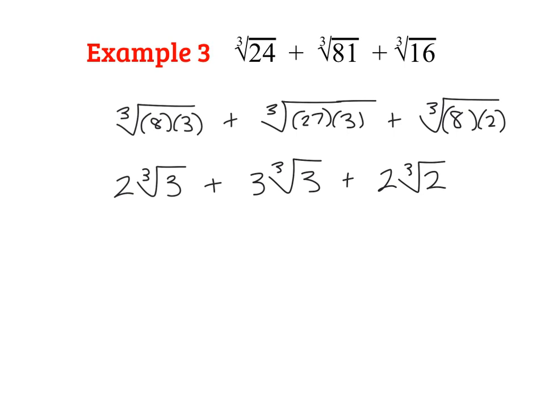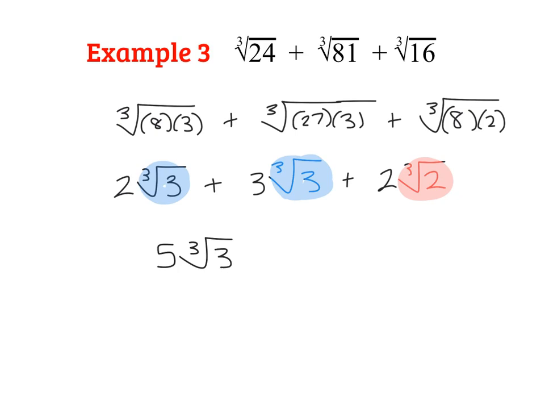So now we can add our radicals that have common radicands. You might notice that these are both cube root of 3. And this guy is the cube root of 2, which means that I can combine these two, and this guy is going to be on his own. So here I have 2 cube root of 3, and I have 3 cube root of 3, so if I combine those, I have 5 total.